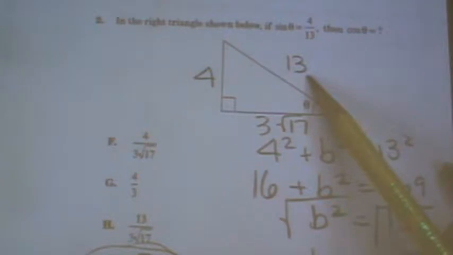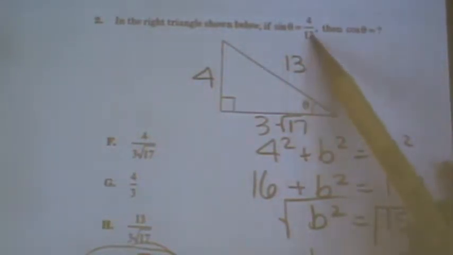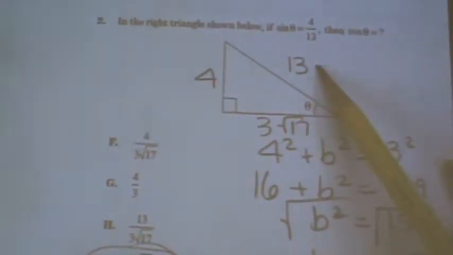Could you just look at it and say it was cosine, so 13 had to be in the denominator, so it has to be that one? Yes. It's cosine, it's adjacent over hypotenuse. This says sine, so you're going to put a 4 here and 13 here. Cosine is adjacent.